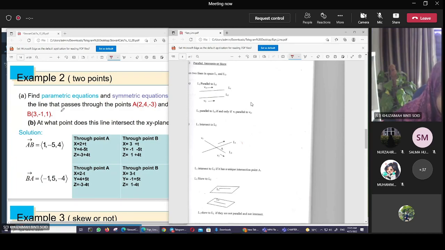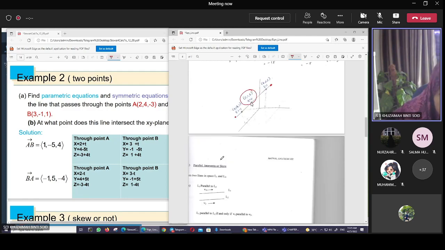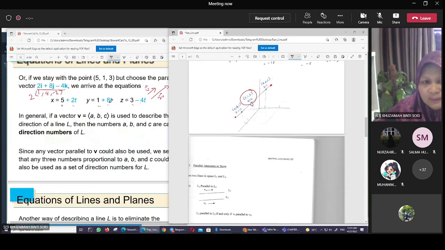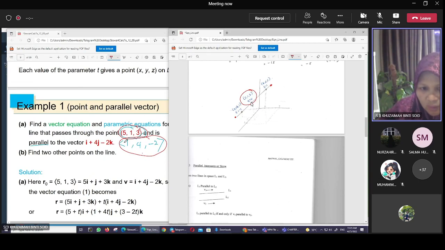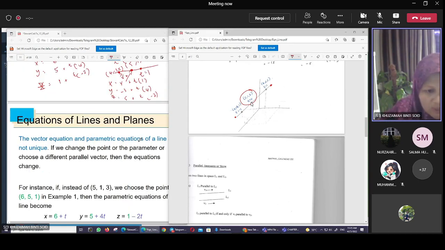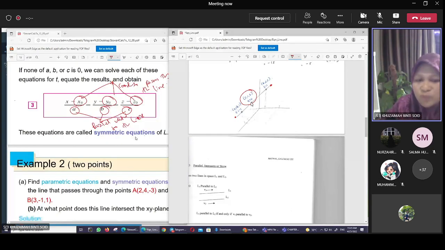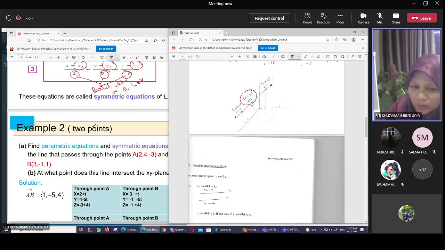Example 2. Okay, example 2. Look at this. Example 1, dia bagi straightforward. Dia bagi one point and one parallel vector. Kan? So these two information memang kita perlukan. Okay, example 2. How about if you are given 2 points but we are not given the parallel vector. Itu tidak diberikan. Tapi we are given 2 points. 2 point ini lies on the line yang kita nak cari tu.